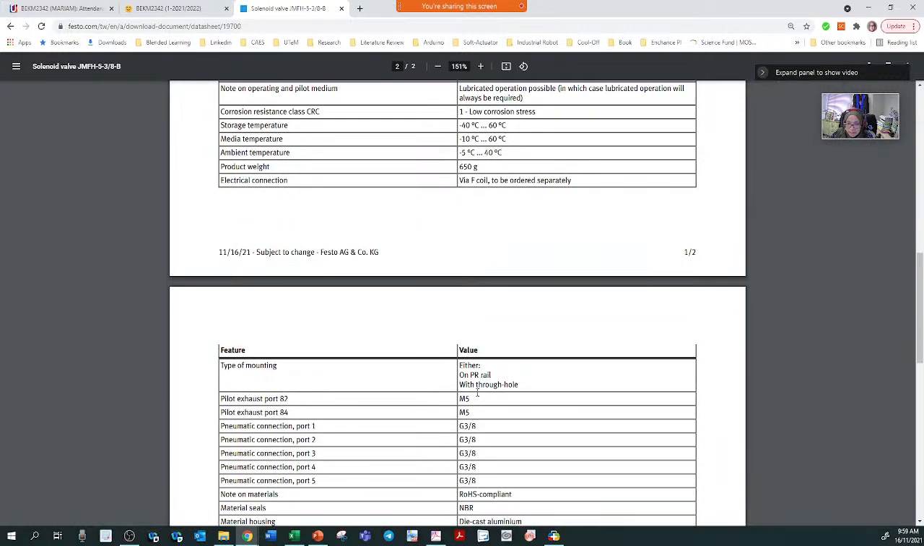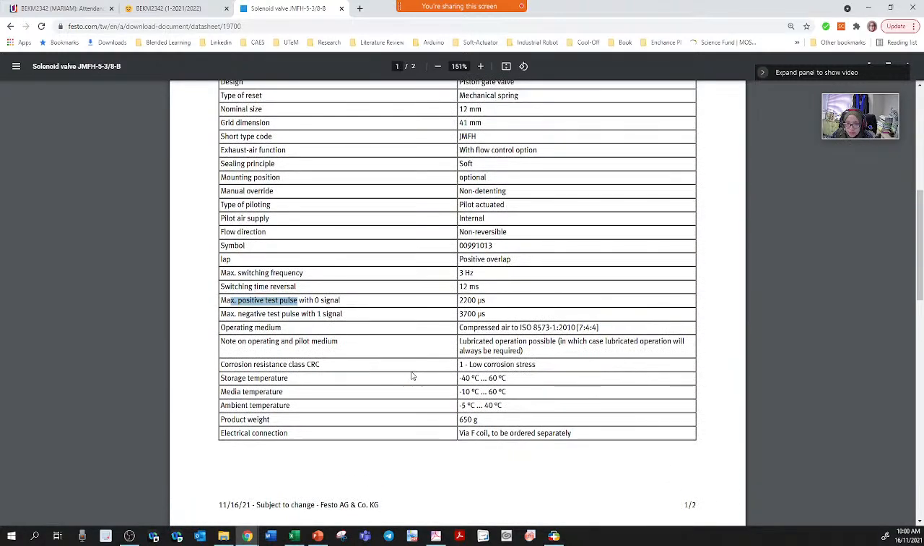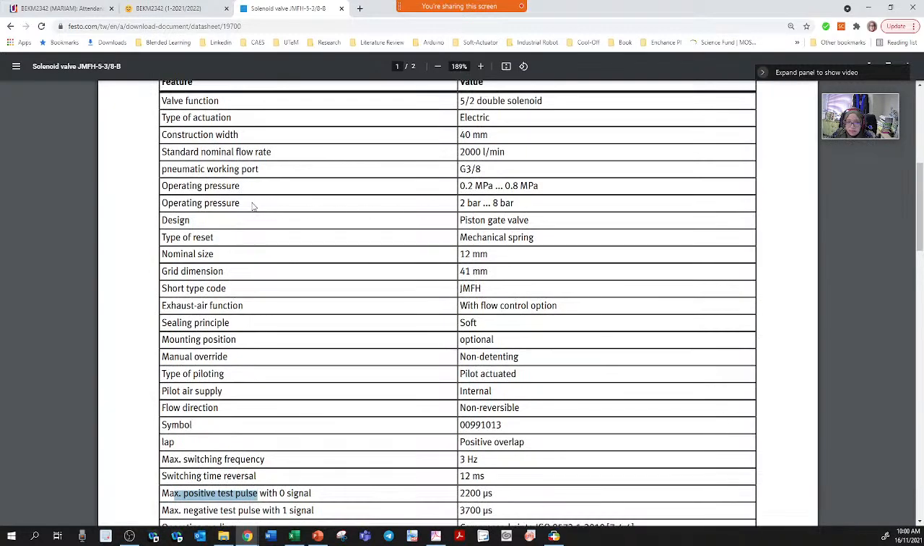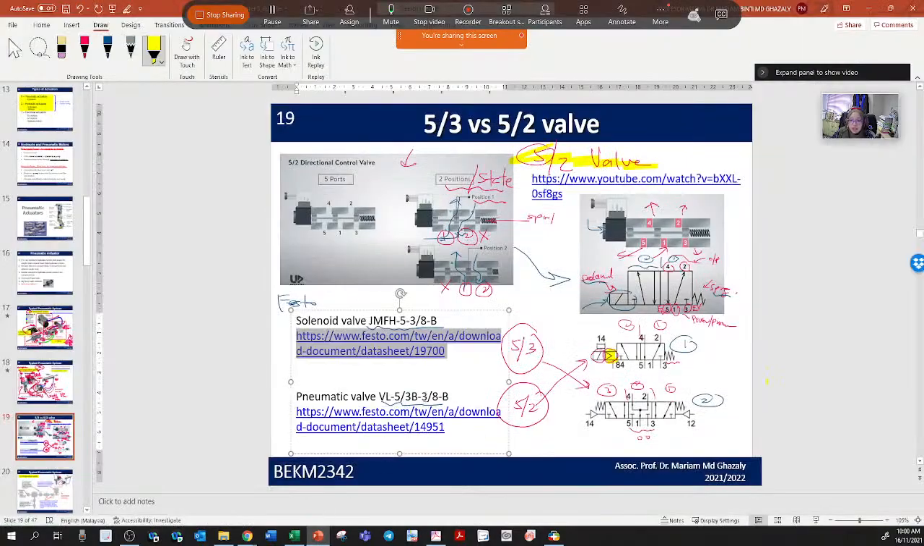And let me see if it gives you the pressure. Normally it gives you the pressure. Here it gives you the maximum operating pressure. The operating pressure that it can read is either in bar or megapascal. It's between 2 bar to 8 bar, and from 0.2 megapascal to 0.8 megapascal. So this is how you read a data sheet.